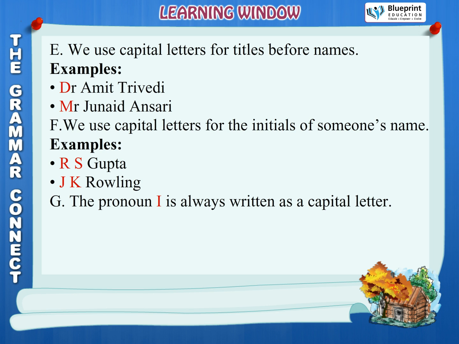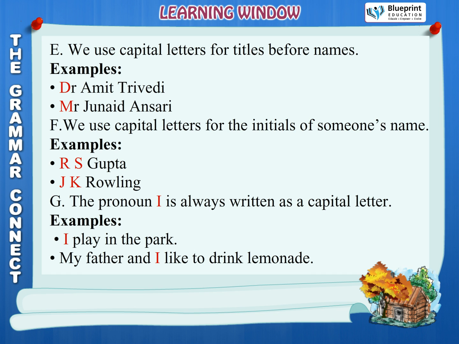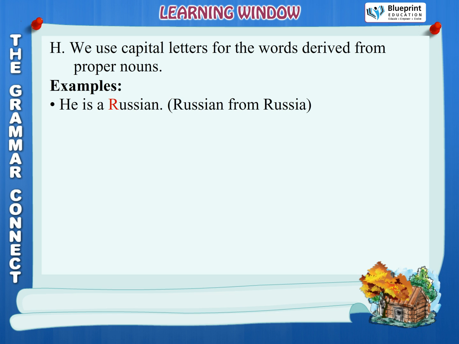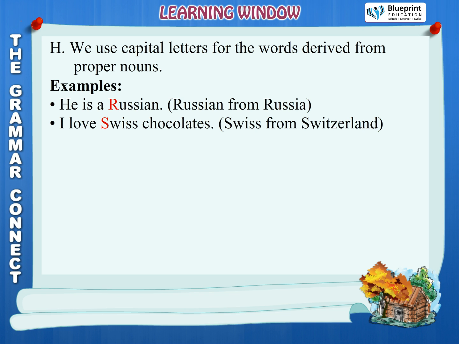G. The pronoun I is always written as a capital letter. Examples: I play in the park. My father and I like to drink lemonade. H. We use capital letters for the words derived from proper nouns. Examples: He is a Russian, Russian from Russia. I love Swiss chocolates, Swiss from Switzerland.